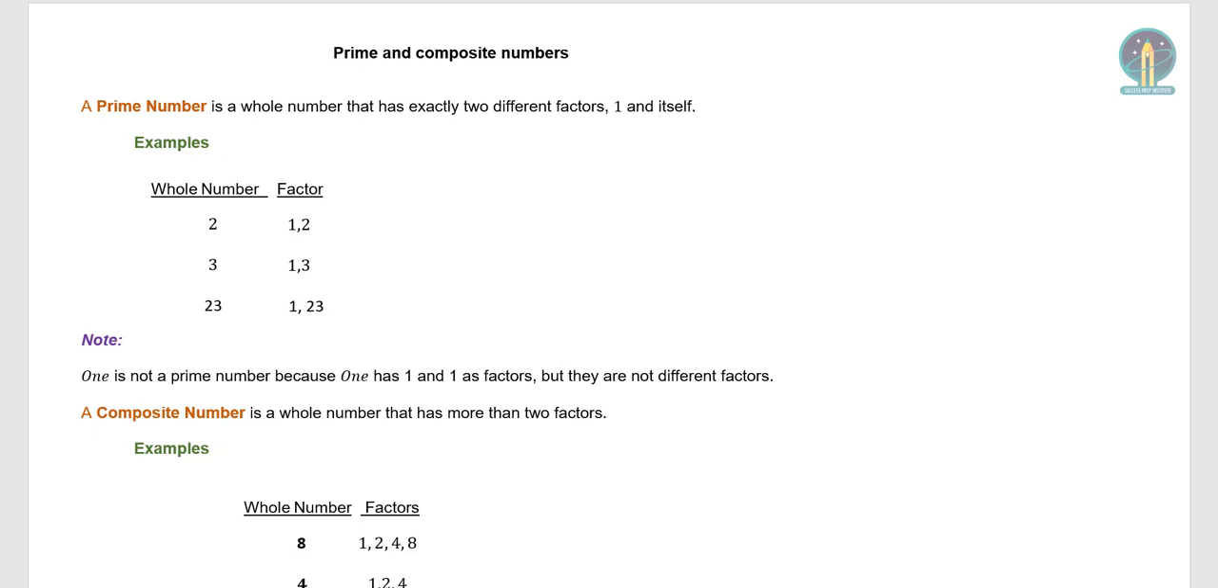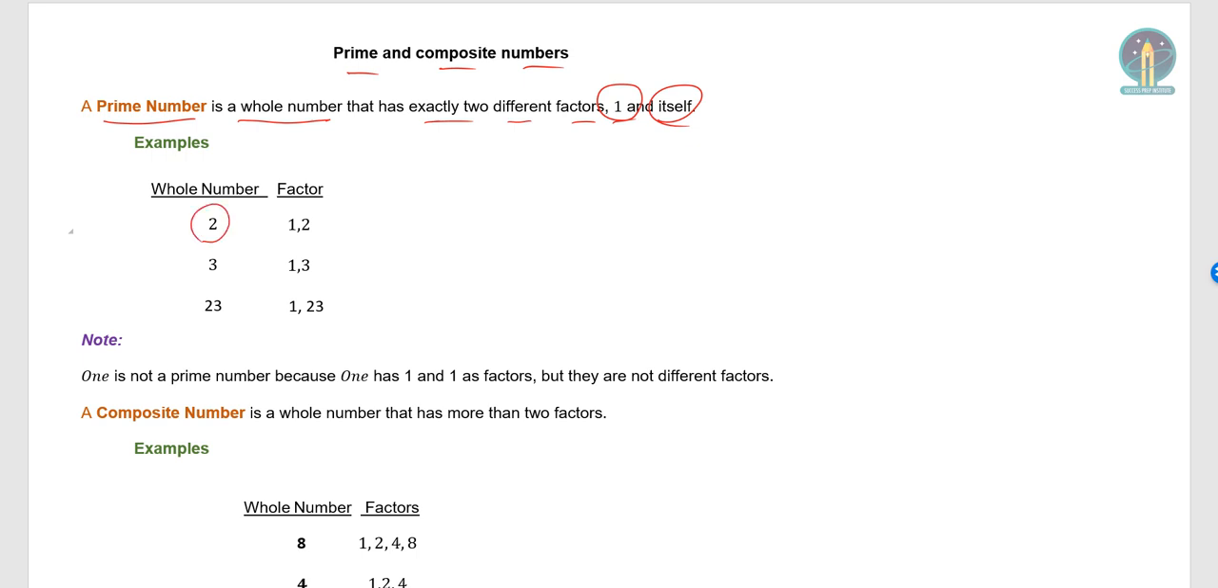In this concept, we're going to talk about prime and composite numbers. So a prime number is a whole number that has exactly two different factors, one and itself. Some examples of prime numbers include the number 2.